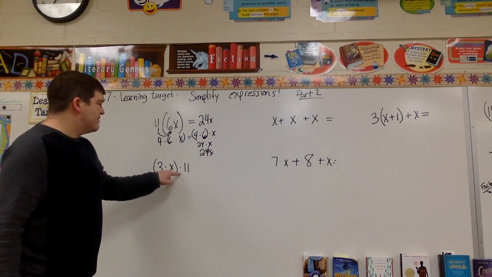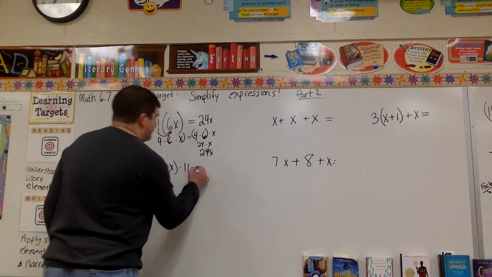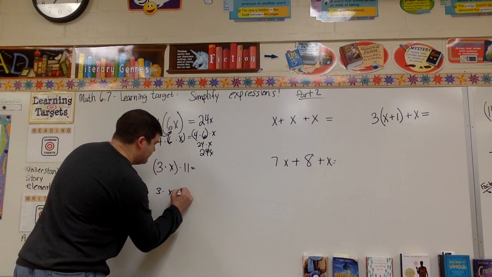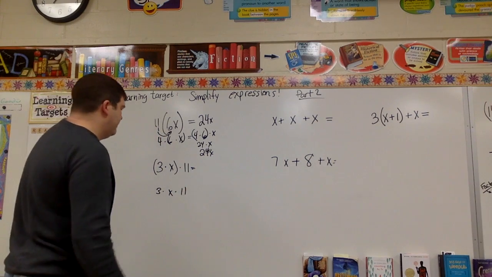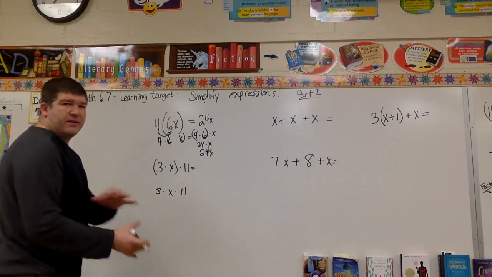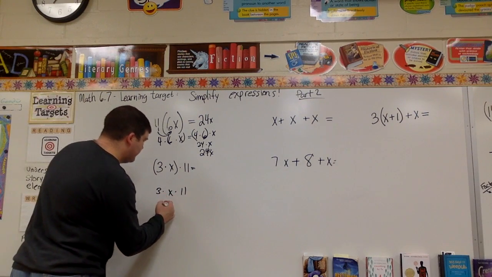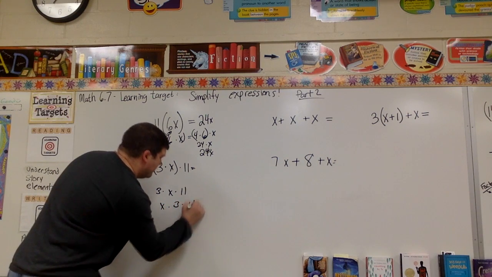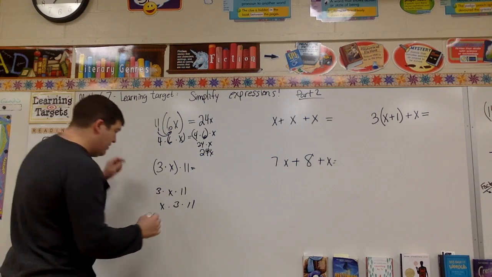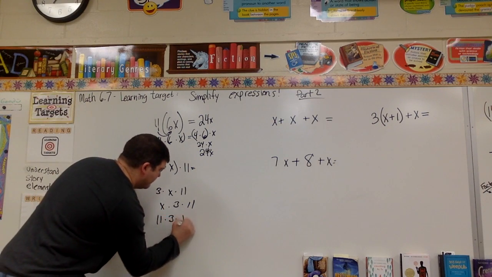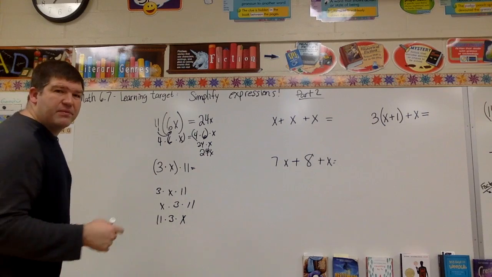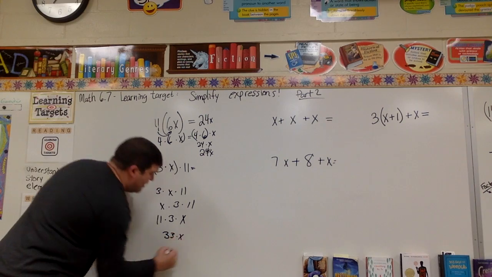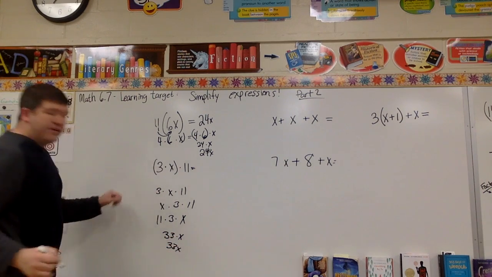Now I have 3 times x times 11. My associative property says, well, the commutative property also tells me I can move some things around. So I'm going to move some things around here because it's all multiplication. So I'm going to do x times 3 times 11. Okay. Or I could go 11 times 3 times x. Doesn't matter how I put it, it's all the same thing, just multiplying it together. This way, it's 11 times 3 is 33 times x, which is the same as 33x.